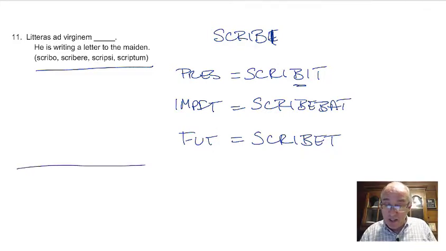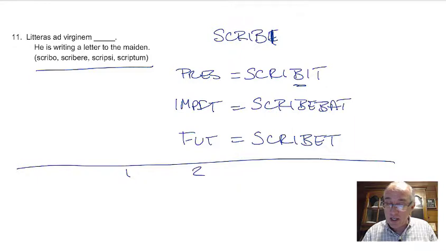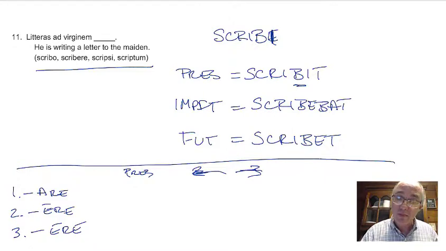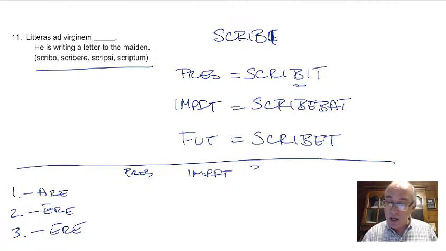Let me reiterate our chart. First, second, third. The first conjugation, the hallmark, ARE. Second conjugation, hallmark, long ERE. Third conjugation, the hallmark, short ERE. The present tense, the imperfect, and the future. The present tense of an ARE verb is A, amat. The present tense for an ERE verb is E, docet, habet. The present tense for a short ERE verb, third conjugation, is an I.